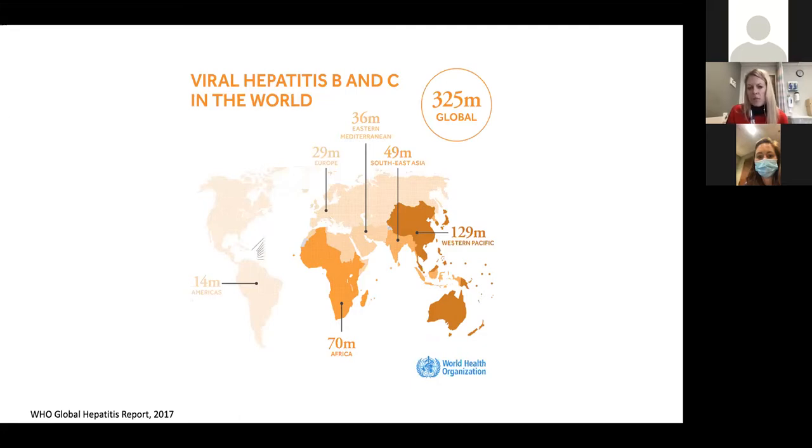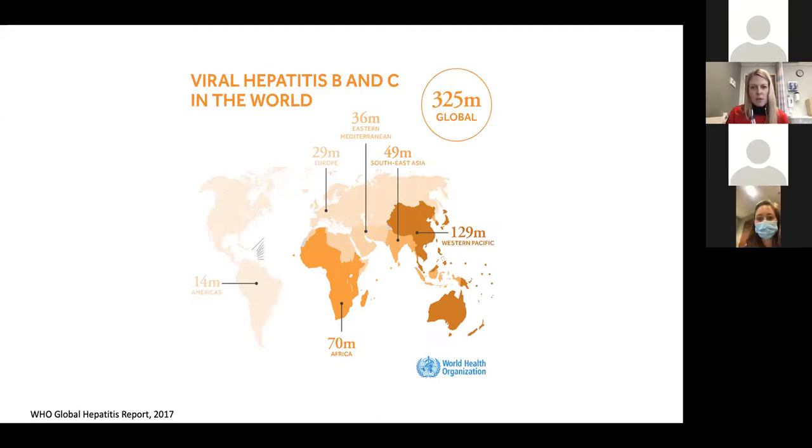And the burden of disease, as you can see on this slide, in the darker shaded areas, is really shouldered by the Western Pacific region and then the Sub-Saharan African region as well. And so this 325 million is in contrast to about 38 million people infected with HIV. So a huge problem just based on the numbers.